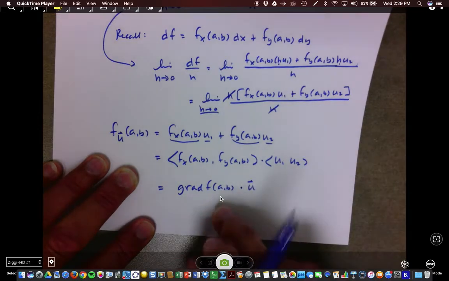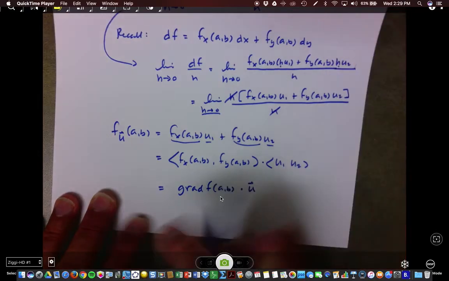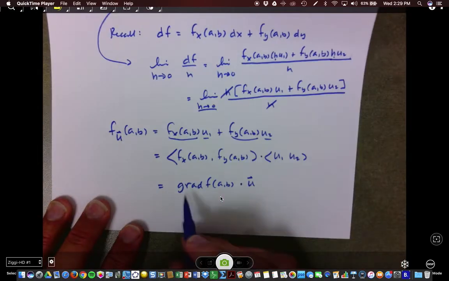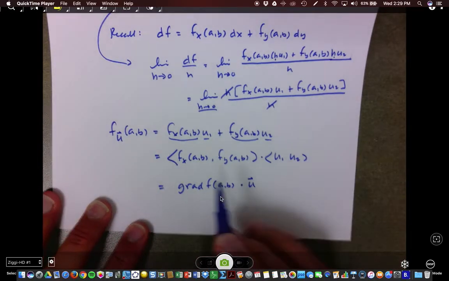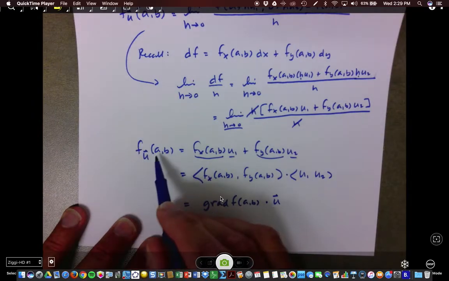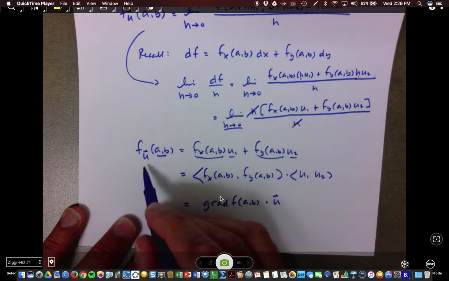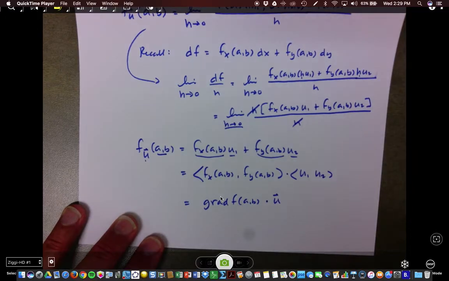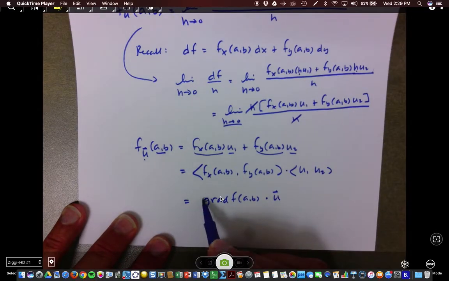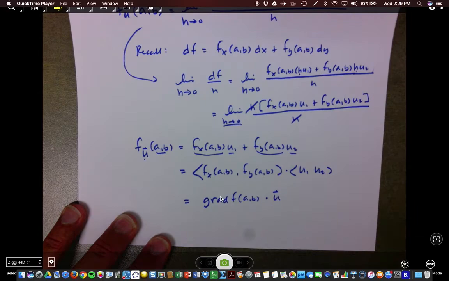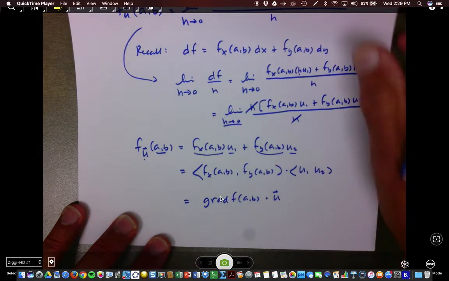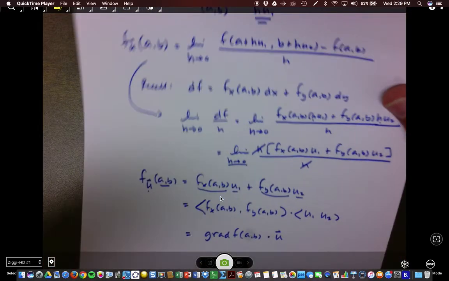Okay, so this is where I really want to end up, and this is the definition of the directional derivative. So if I want to find the derivative of some function at a given point in the direction of a unit vector, all I have to do is take the gradient at that point and dot it with a unit vector in the direction I want to travel. Okay, so back to our problem then.